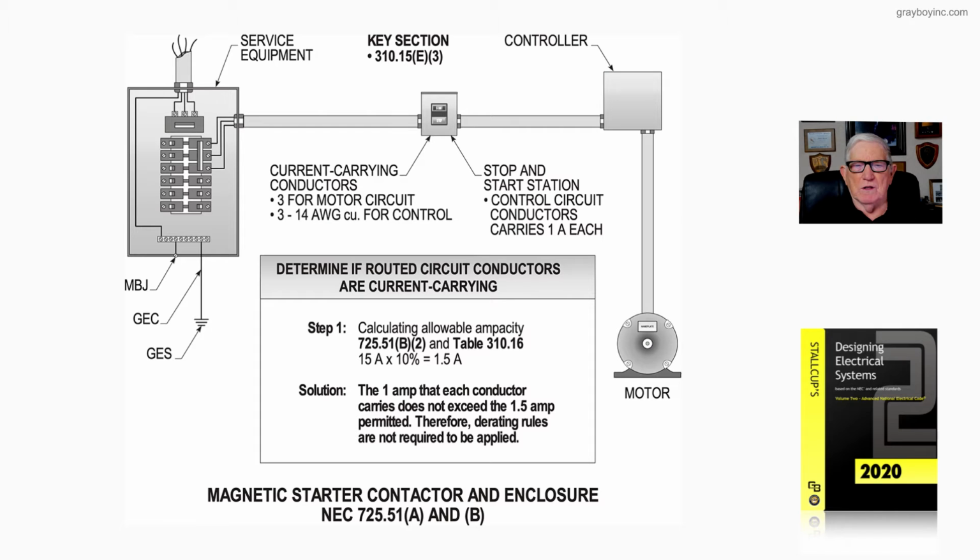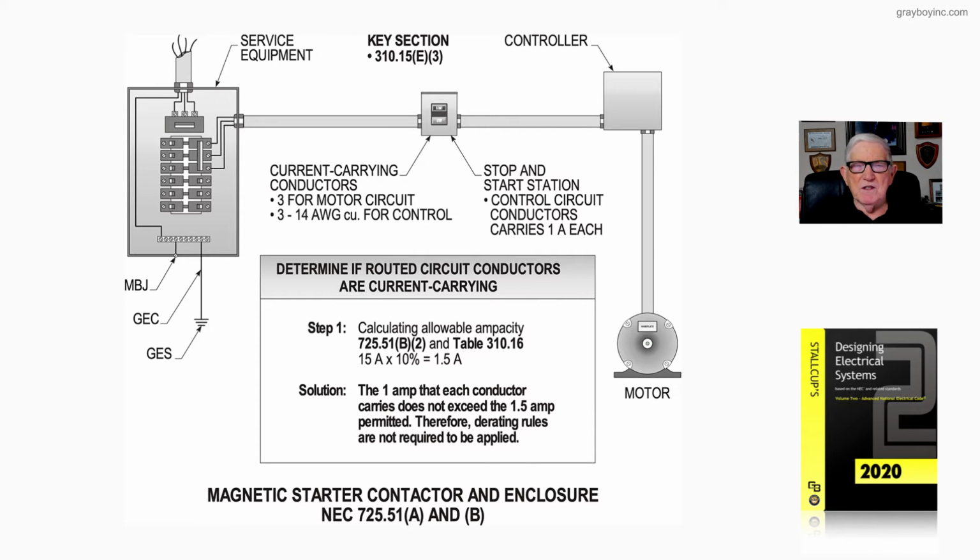the control circuit? Now, to verify this requirement, we go to step 1 and we have our calculation performed. 725.51B2, I guess that's around page 635. And then 310.16 is around page 161 of the code book. And notice we pick up a 10% rule of 15 amps.